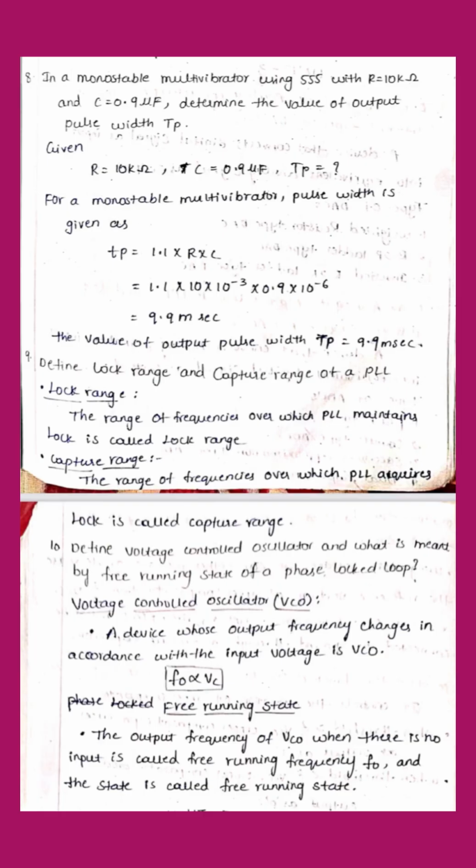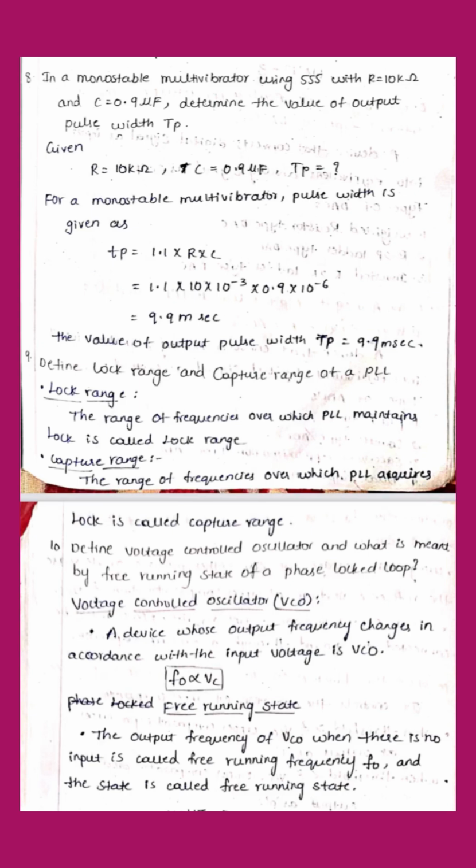For a monostable multivibrator, we know pulse width is given as TP equal to 1.1 times R times C. So 1.1, and R value is 10k, therefore 10 into 10 power plus 3 we have to write. Here it is written minus, please note down this modification. And then C value is 0.9 into 10 power minus 6. When you multiply, you will get 9.9 milliseconds. So the value of output pulse width is 9.9 milliseconds.